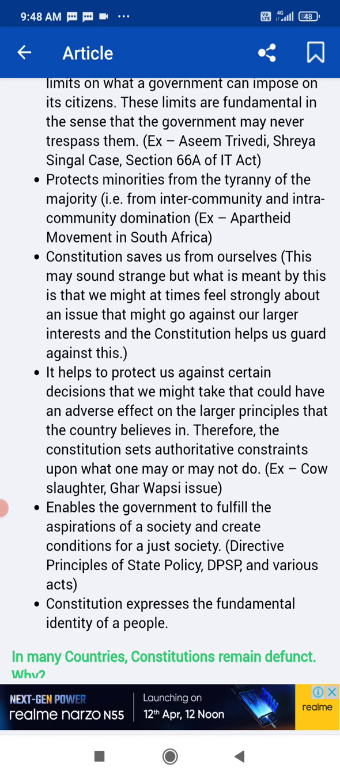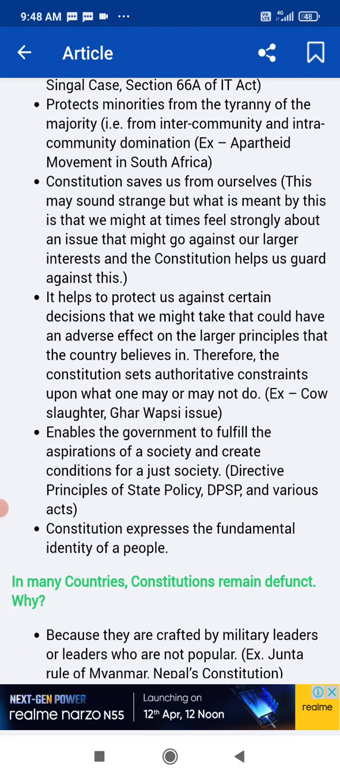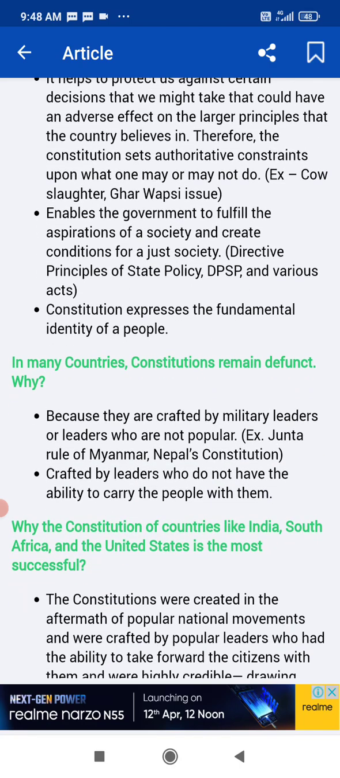Example: cow slaughter, Ghar Wapsi issue. It enables the government to fulfill the aspirations of a society and create conditions for a just society. Example: Directive Principles of State Policy, DPSP, and various acts. The constitution expresses the fundamental identity of a people.